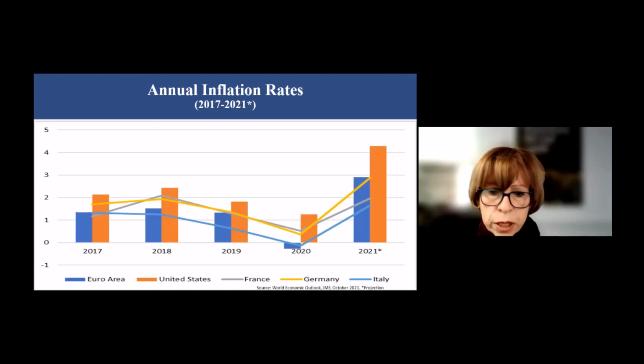Superimposed again are the 3 countries, France, Germany, and Italy. They do have differences in their inflation rate, but they track pretty closely. So they're pretty highly correlated with one another.